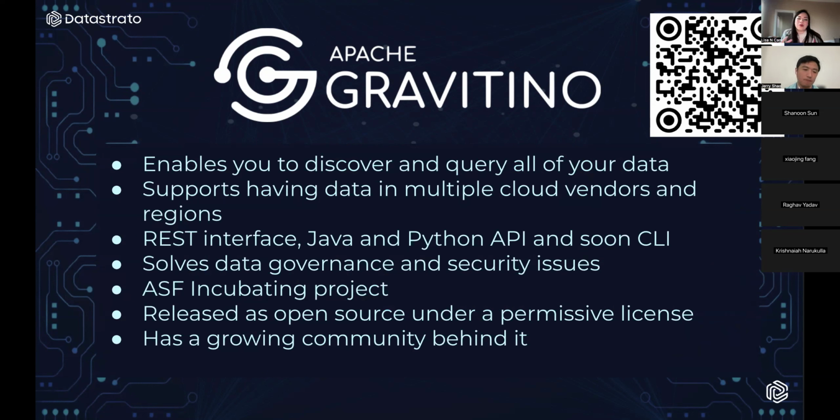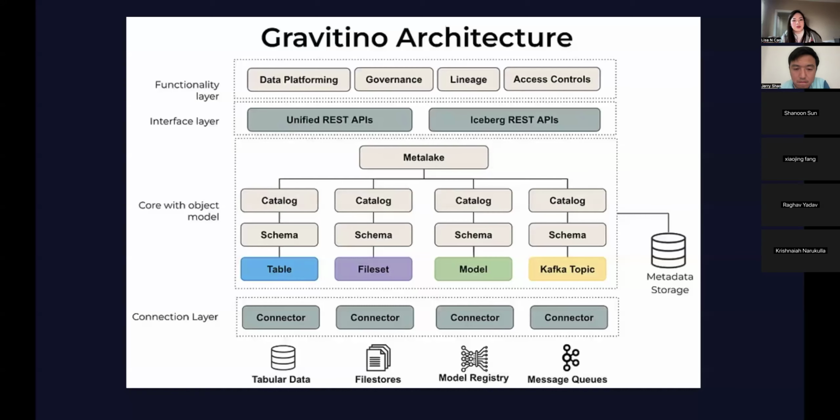But generally speaking, it's going to enable you to query all of your data, whether it's in a geo-distributed system or stored in different formats or across different catalogs or different database implementations. And you can also use its REST interface, or you can use its Java or Python API, and the CLI is actually fully implemented now. It is also released under an Apache 2.0 license, which means that it's incredibly permissive if you are interested in using it.